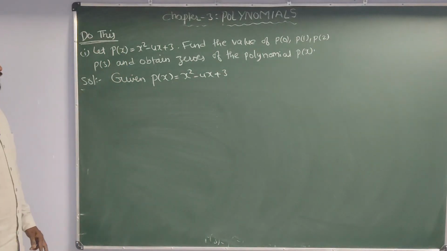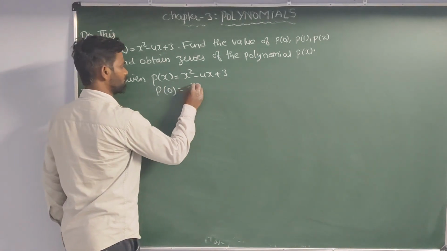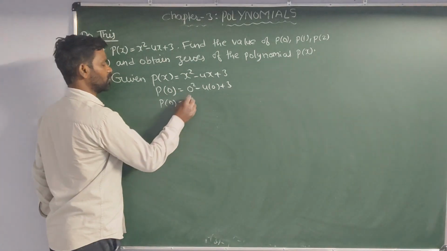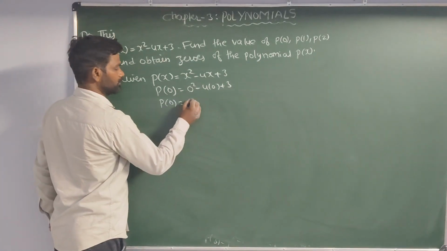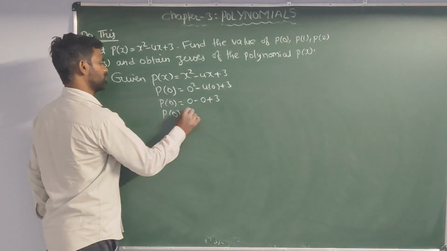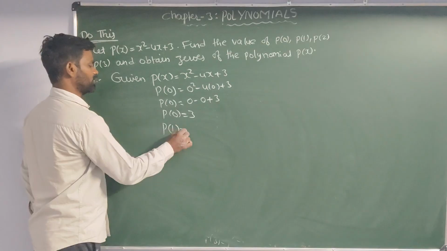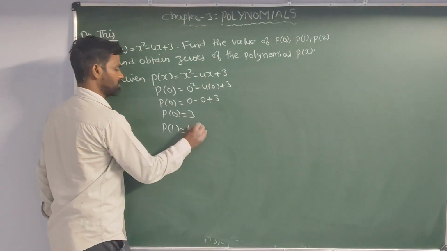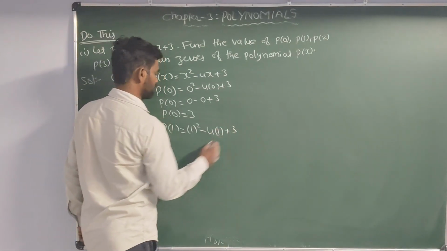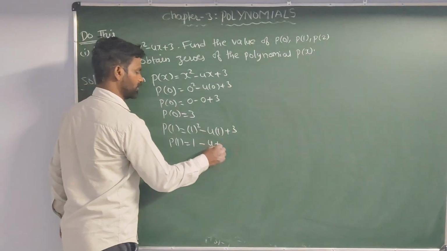Okay, what we have to find? We have to find P of 0. So wherever x is there, you substitute 0. 0 square minus 4 into 0 plus 3. So P of 0 is equal to 0 minus 4 into 0 is 0 plus 3. So P of 0 is equal to just 3. Next, P of 1. So directly I'm substituting here, wherever x is there, you substitute 1, that is 1 square minus 4 into, in the place of x, it is 1 plus 3. So P of 1 is equal to 1 square is 1 minus 4 ones are 4 plus 3.